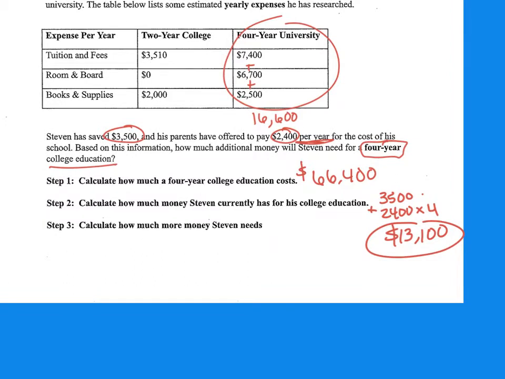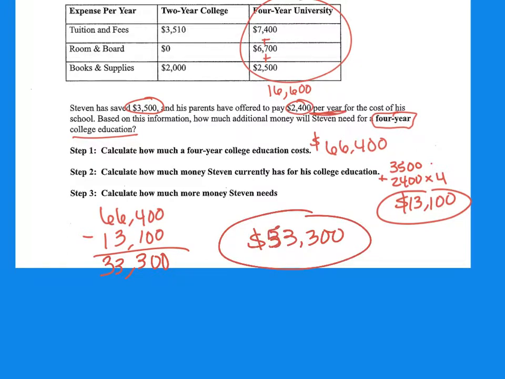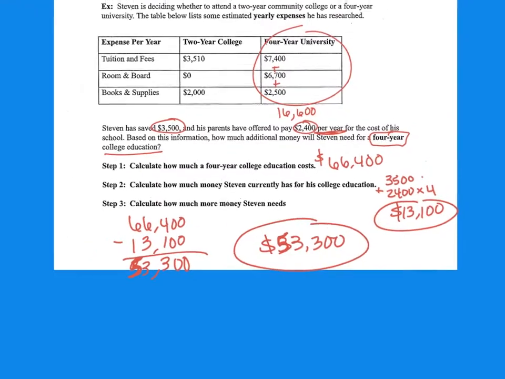So step 3, calculate how much more money he needs. So $66,400 minus the money that he has. So he still needs $53,300.